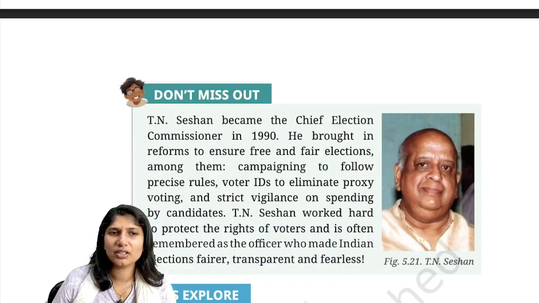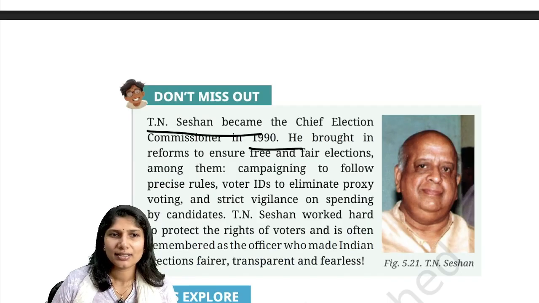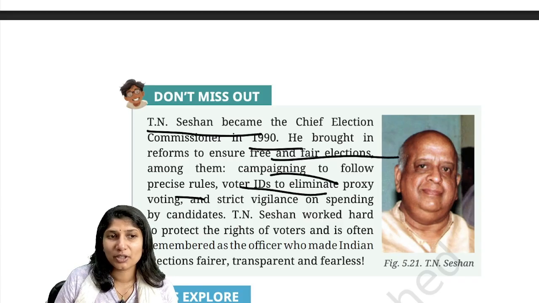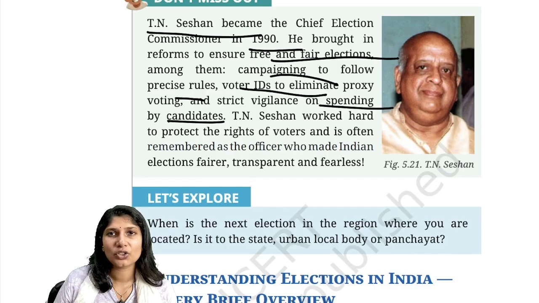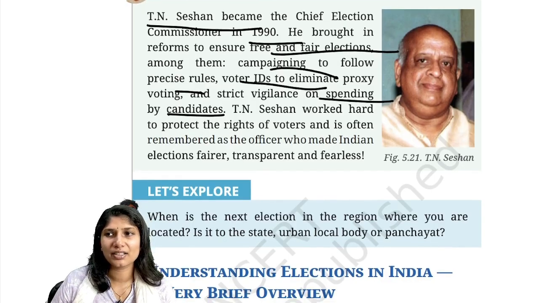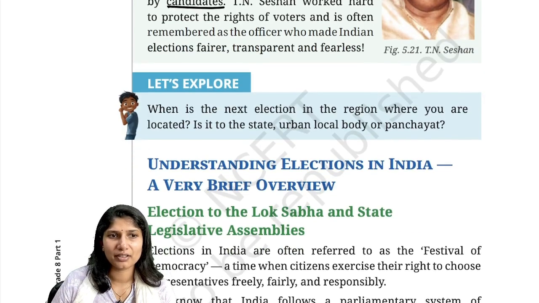Now, do you see the image here? This is of Chief Election Commissioner T.N. Seshan in 1990, where he brought many reforms in order to bring free and fair elections: campaigns to follow precise rules, voter IDs to eliminate proxy voting, and strict vigilance on spending by candidates. So he worked very hard to make sure the rights of the voters are preserved and that elections are conducted in a free, fair and transparent manner.